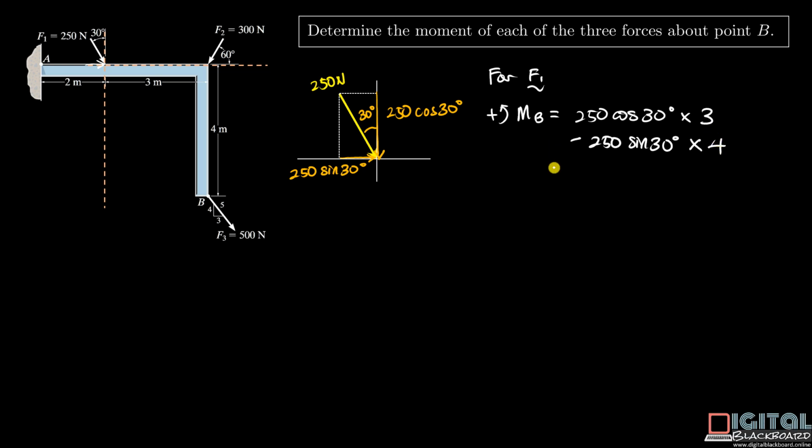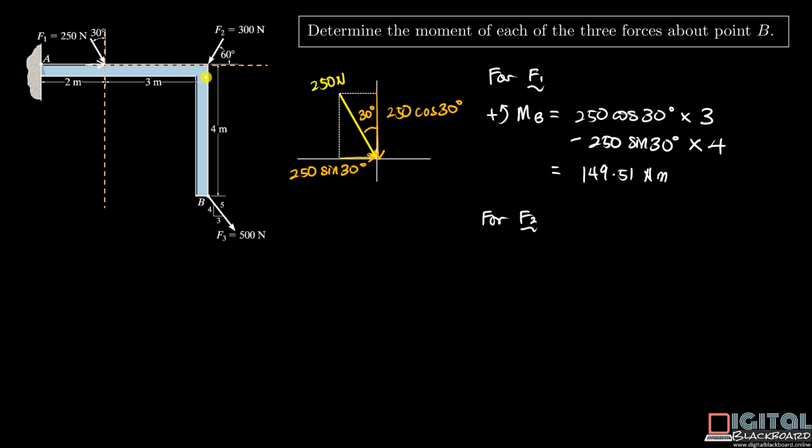So if you compute this sum, you will find that the final answer is 149.51, not forgetting the units, Newton meter. So that is the moment of force F1 about point B. It is important to note that the moment here is positive, which means that it is in the anti-clockwise direction as we had assumed earlier. Now we move on to force F2.